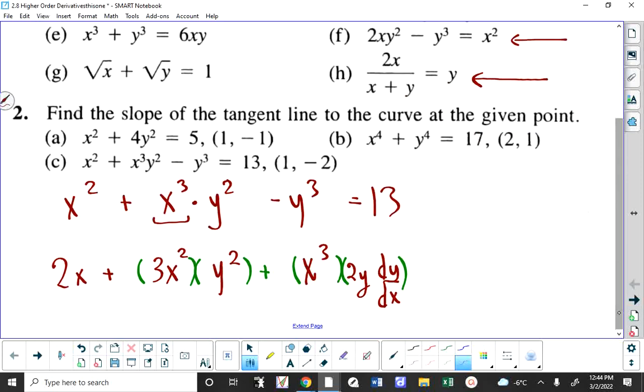Okay, and then we have minus y cubed in the original relation, so we have to subtract the derivative of y cubed, which is 3y squared, dy dx, for the same reason that we got 2y dy dx for the derivative of y squared.